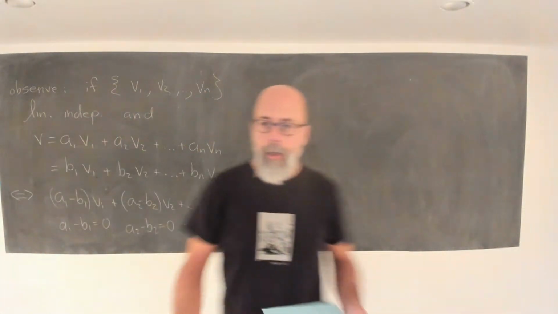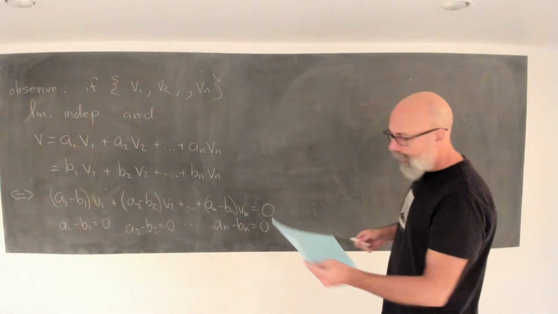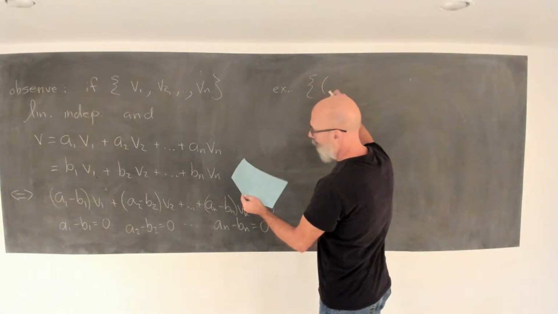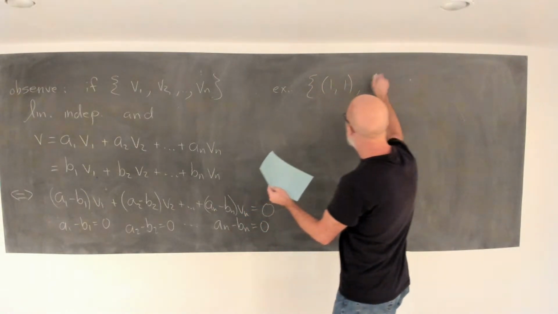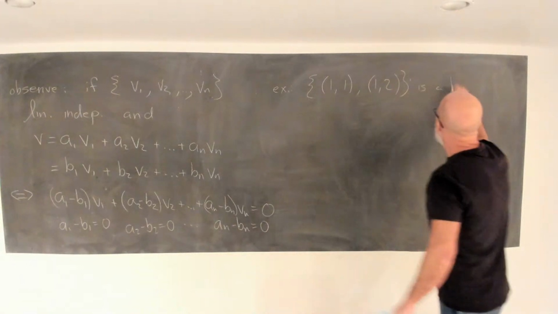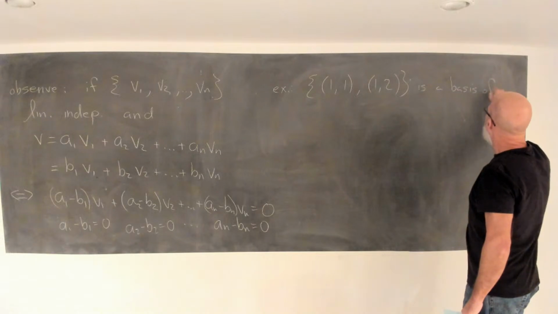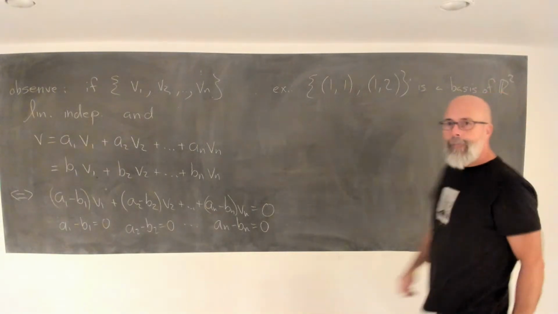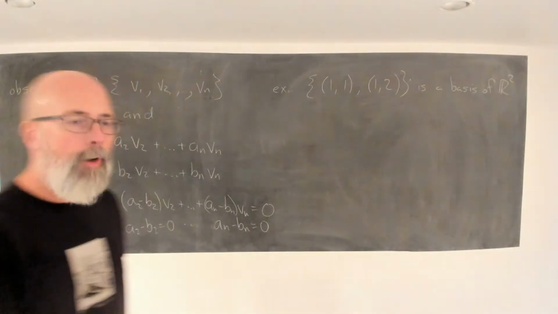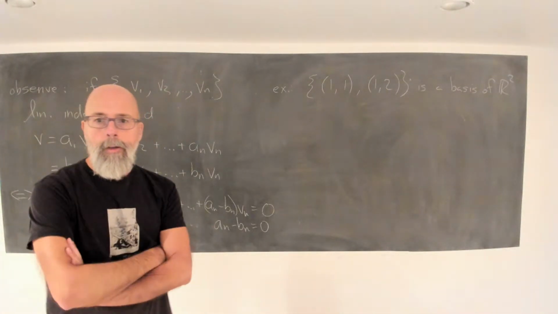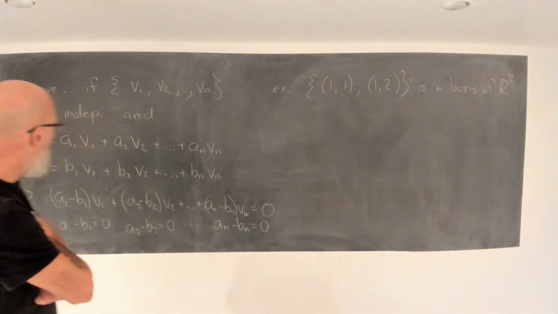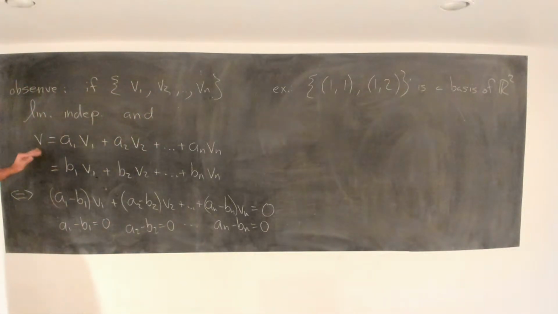Why don't we take an example to illustrate? I claim that this set is a basis of R2. Dalton is asking what is v in this case. v is just some vector.